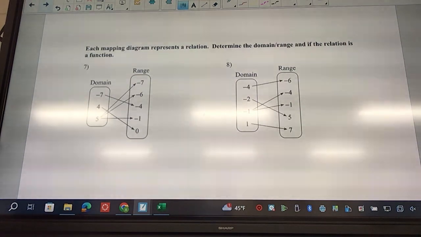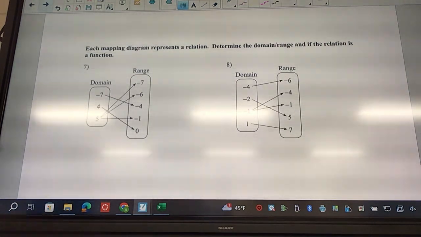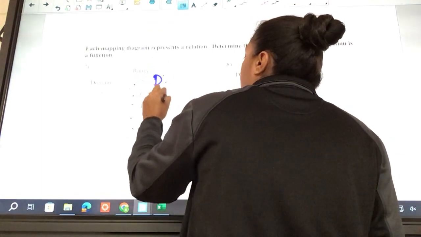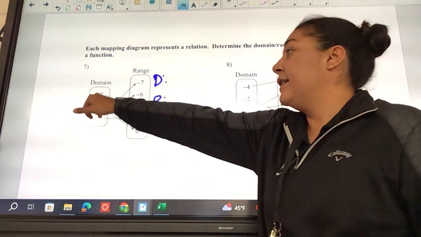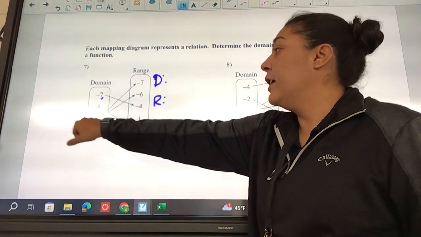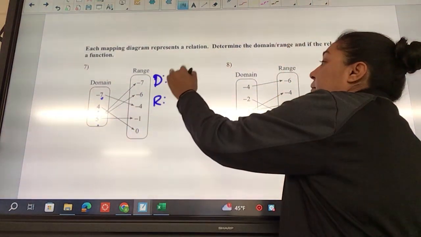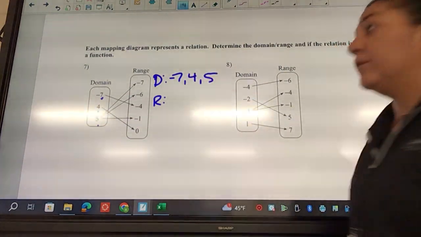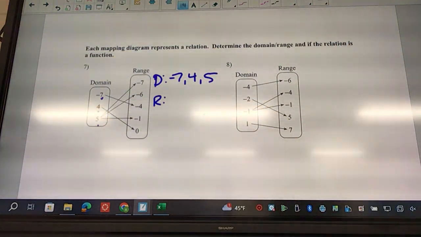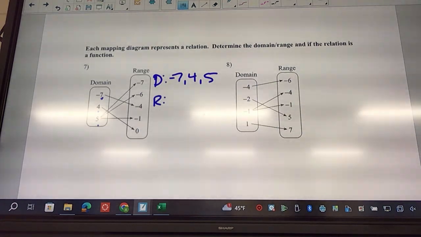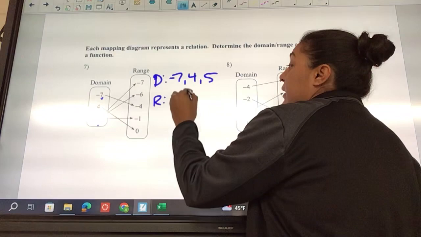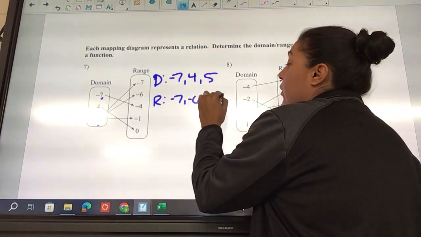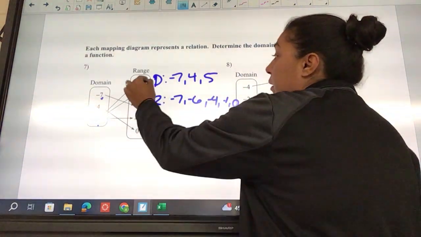Okay, each mapping represents a relation, same thing, the domain and range, and whether it's a function or not. So our domain is very easy to see. It's going to be -7, 4, and 5. The range is going to be -7, -6, -4, -1, and 0. So all of these ones.